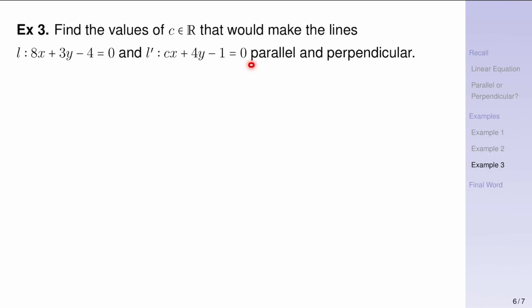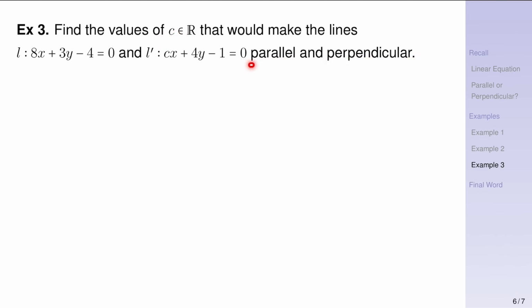So for our last problem, our goal is to find the values of c that would make the lines 8x plus 3y minus 4 equal to 0 and cx plus 4y minus 1 equal to 0 parallel and perpendicular. Take note that what I mean here is not parallel and perpendicular at the same time, since that is impossible. But what I mean here is to determine the value of c that will make these two lines parallel and another value of c that will make these lines perpendicular.